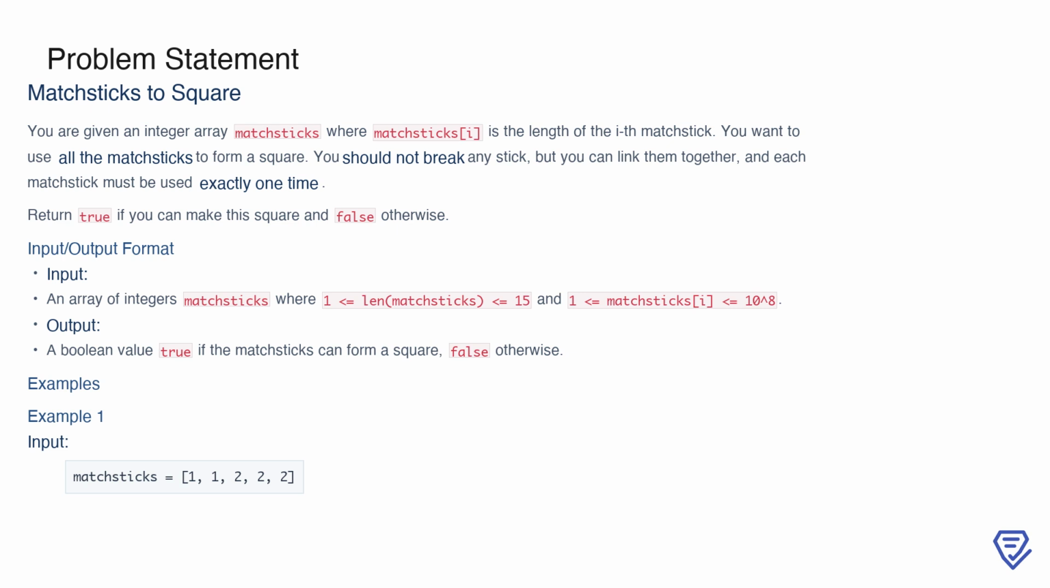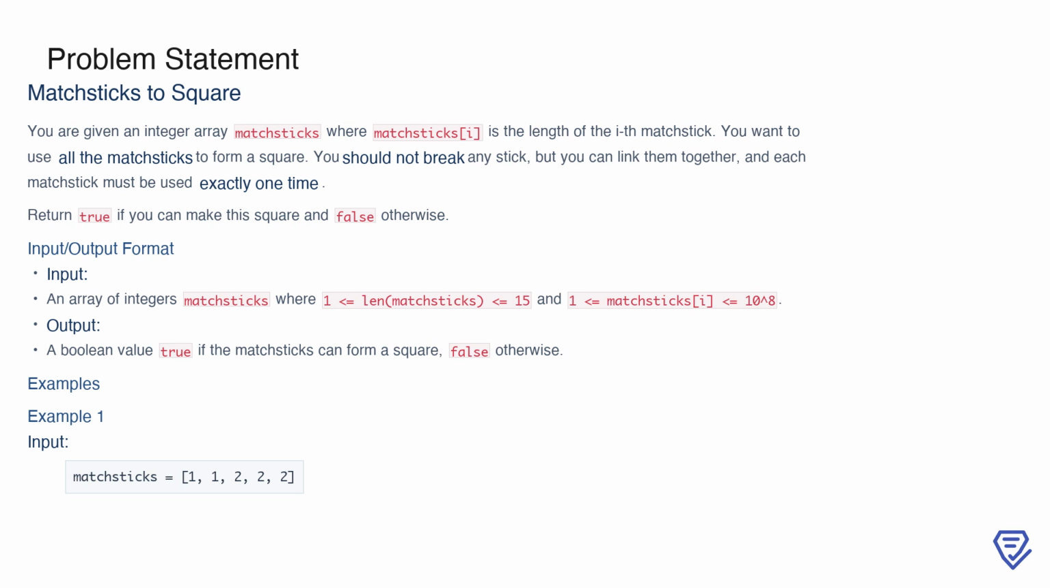Now, the input consists of an array of integers where its length is between 1 and 15, and each matchstick's length can be as large as 10 to the power of 8. The output is a Boolean value indicating whether or not forming the square is achievable. Let's start with an example to understand this more clearly.